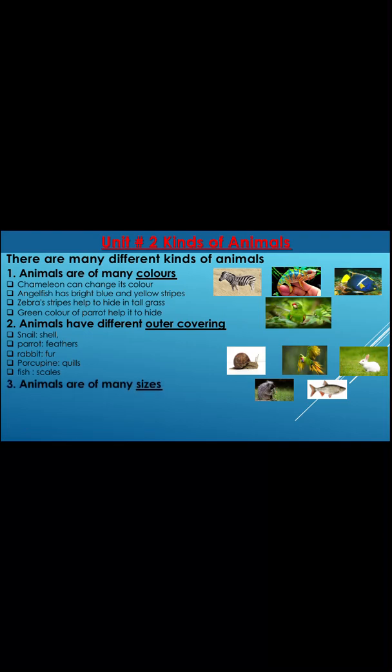Animals have different outer coverings. Every animal has a different skin texture. Like snail has a shell on it. Parrot is covered with feathers. Rabbit has fur on it. Porcupine has quills on it, and these quills are very sharp. It protects him from wild animals. Fish have scales on it.